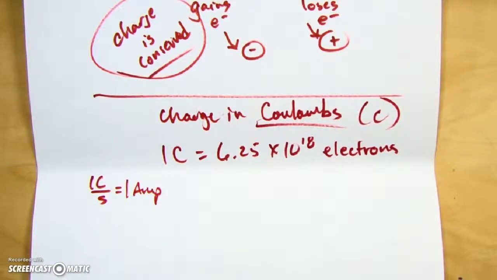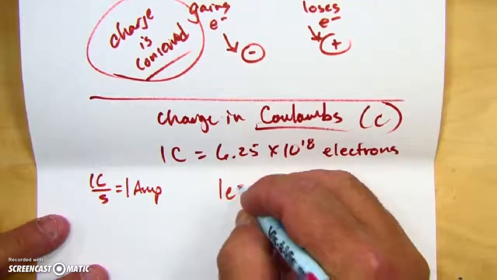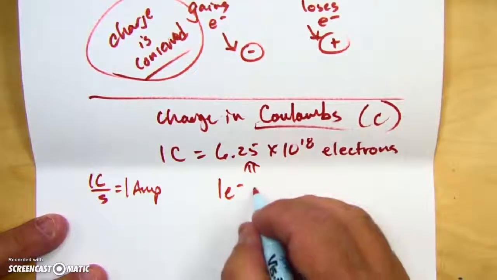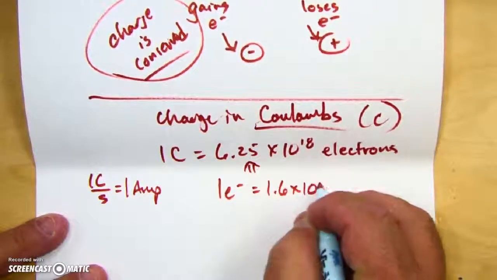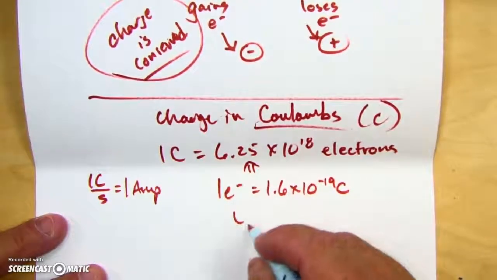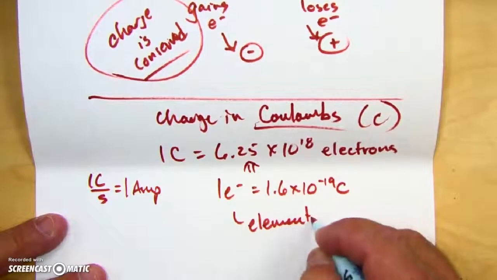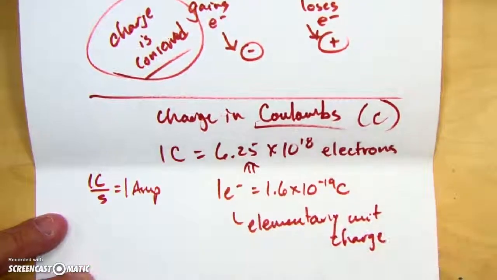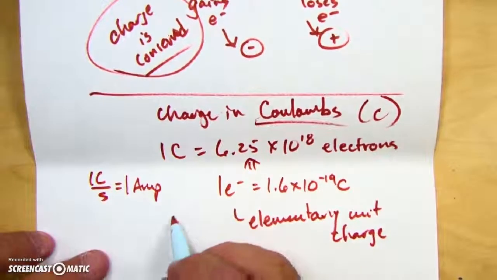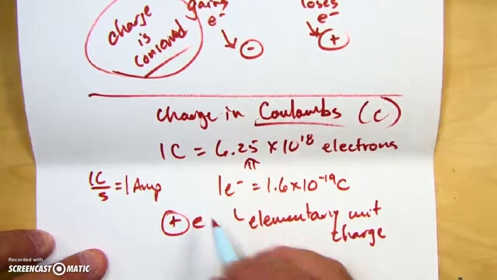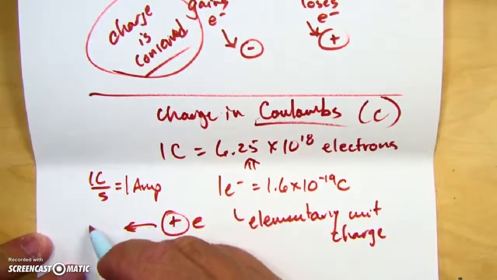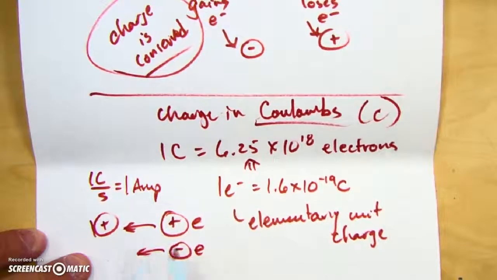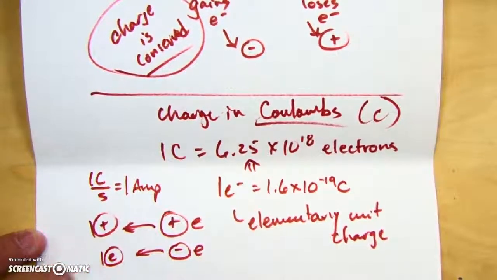If we need to then talk about the charge on a single electron, well, that's going to be the reciprocal of this number. So if you put 1 over that number, you get 1 electron is equal to 1.6 times 10 to the negative 19th coulombs. This is called the elementary unit of charge. In other words, that's the smallest amount that you can have. So if it's a positive e, that's what 1 proton would have. A negative elementary unit of charge is what a single electron would have.